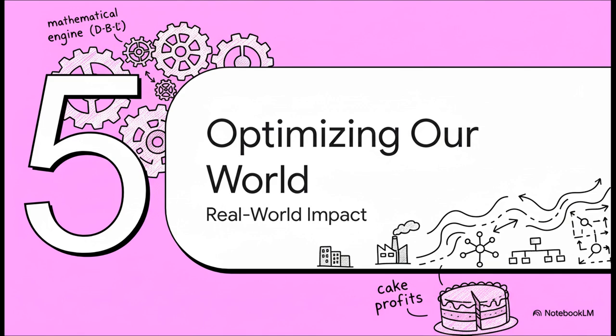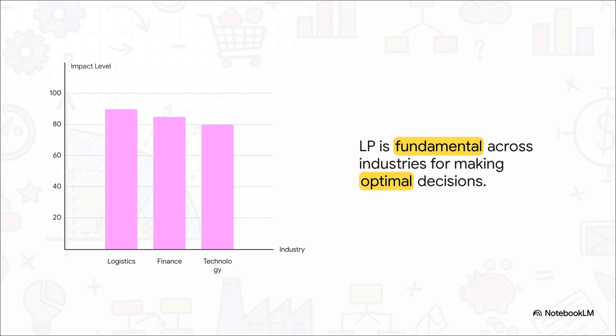Okay, so this is obviously about way more than just baking cakes. This mathematical engine is actually one of the hidden forces that quietly optimizes the incredibly complex systems of our modern world. And this really shows you the kind of impact we're talking about. From logistics and supply chains to finance and technology, linear programming is a huge part of what's called prescriptive analytics. It doesn't just describe what happened, it uses data to prescribe what you should do to get the best result.